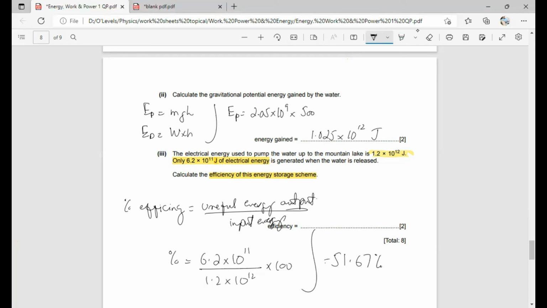This is our efficiency. Any confusion? Good. So these are a few questions related to the past paper topicals. I hope you clear your concepts by solving further questions of work, energy, and power. So that's enough for today.